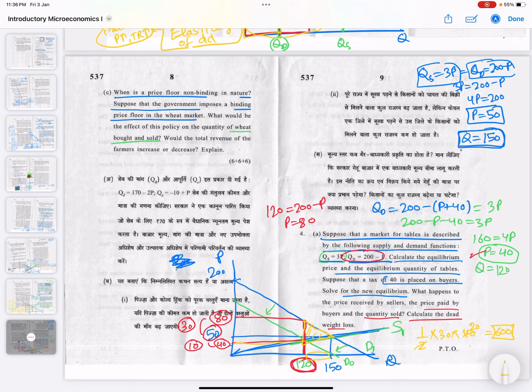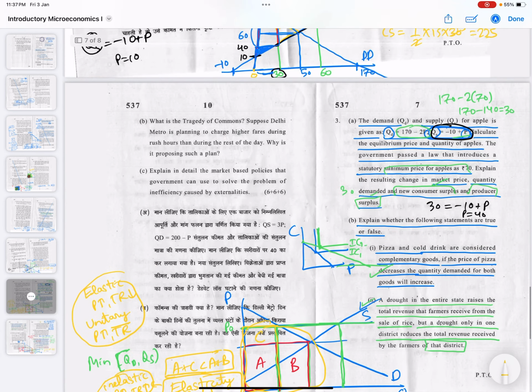Okay. So we have done the fourth first. This is the ninth. So we'll move to 10.